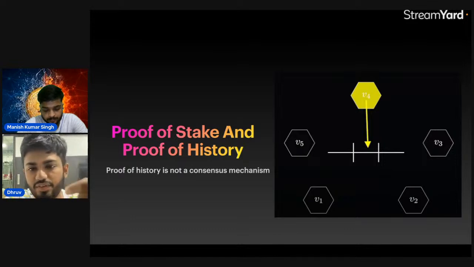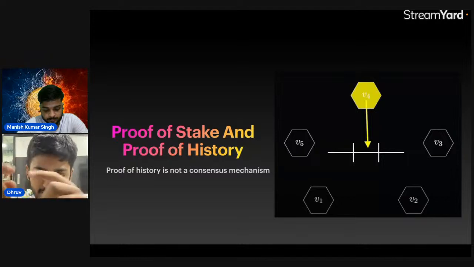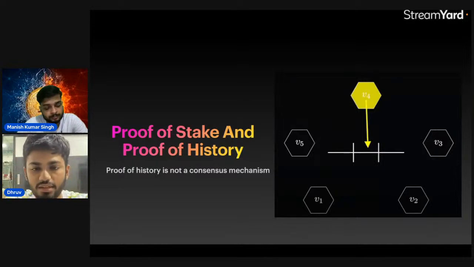Suppose it is V3's turn to do the calculation, but V3 is skipped by V5, and V5 does the calculation. Other nodes will still verify, and they'll just say, okay, done, you can move on, and V5 will get the rewards. But actually, V3 should get the rewards, right? Because it was V3's turn, and this is solved by proof of history.